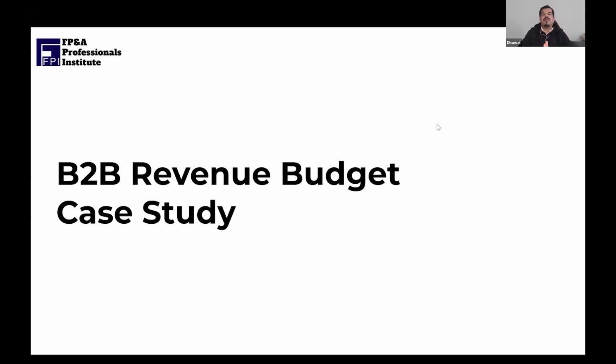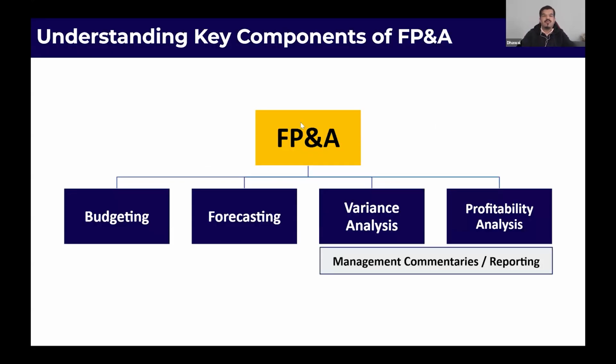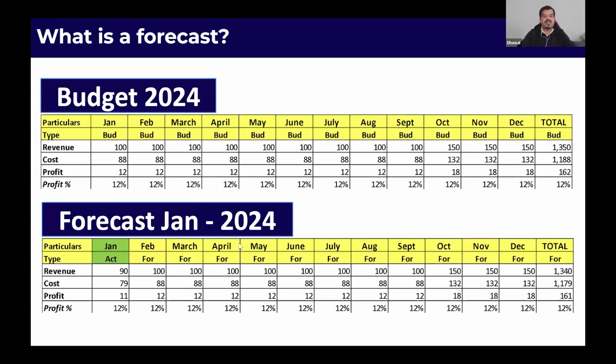Okay, so we saw the example of a B2B revenue budget case study. Now after this, we'll be moving into the second core function of FP&A, that is forecasting. So what is forecasting? Let us try and understand it with a small example.